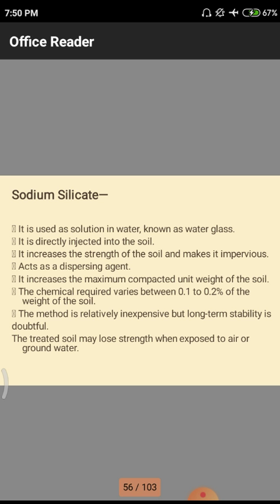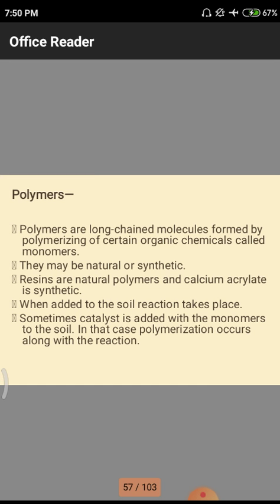The treated soil may lose strength whenever it is exposed to air and other groundwater conditions. That means air or groundwater conditions, because in the air and the groundwater we have some impurities and other toxic chemicals. Whenever the glass or any other sodium silicate content reacts with other matter, its reactive power decreases, and the structure reaches a breaking condition.